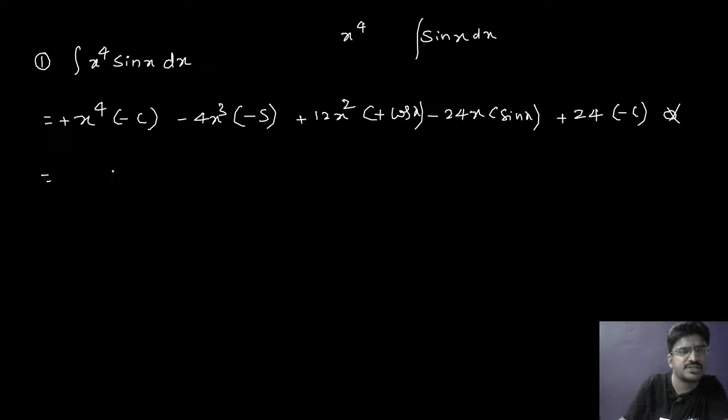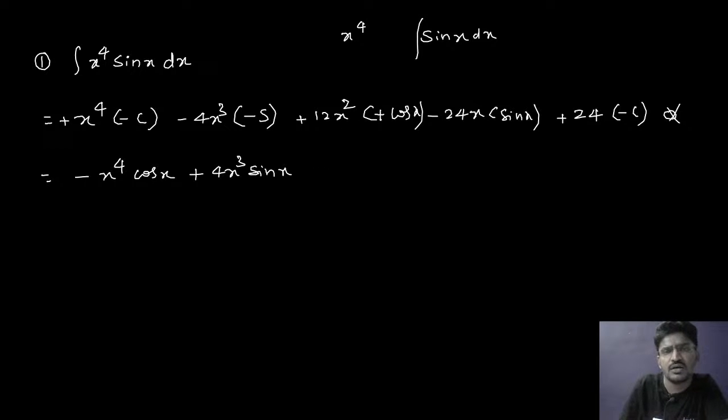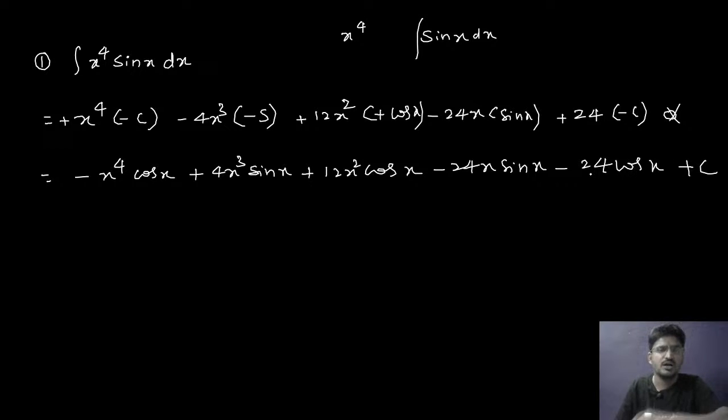So that is minus x raised to 4 into cos x, minus into minus will be plus 4x cube into sin x. Here you have 12x square into cos x, so that is plus 12x square into cos x, minus 24x into sin x, minus 24 into cos x plus c will be the answer. Okay. So like this, you have to simplify this type of problem.